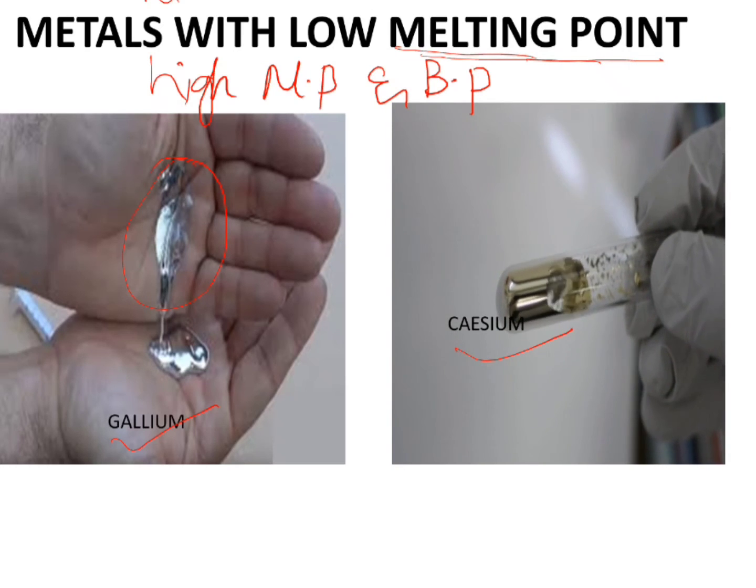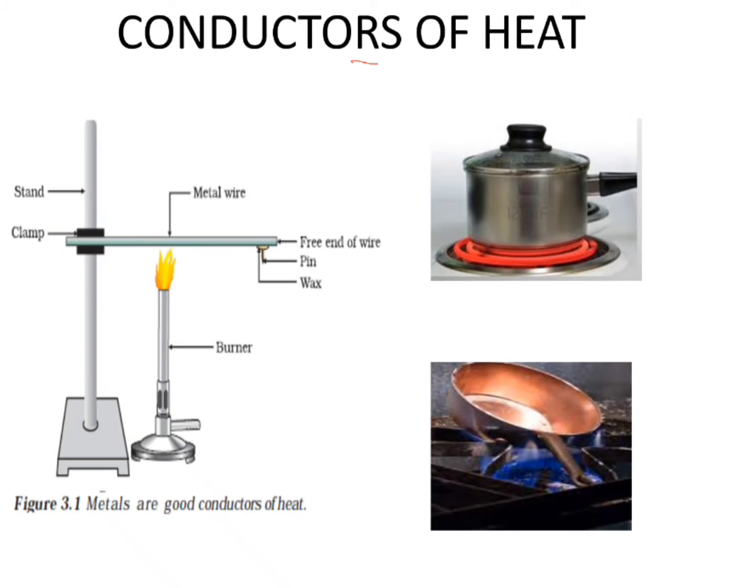Let's move on to the next property. Metals are very good conductors of heat. You take a metal and heat the surface of the metal with a burner. You see that the paper clips attached with wax at the other end start melting and fall down. That shows that the heat is transferred from one end to the other. So it is a good conductor of heat.